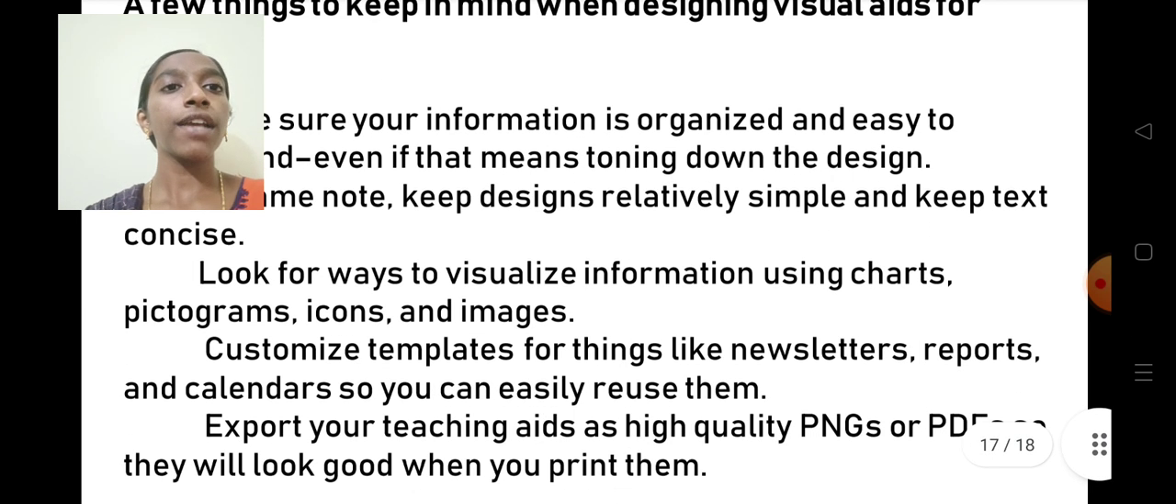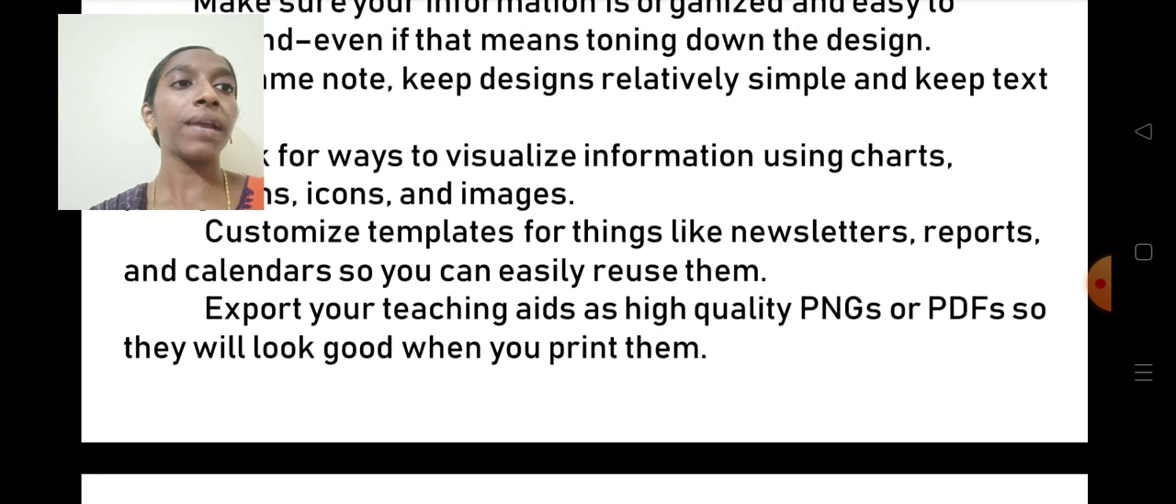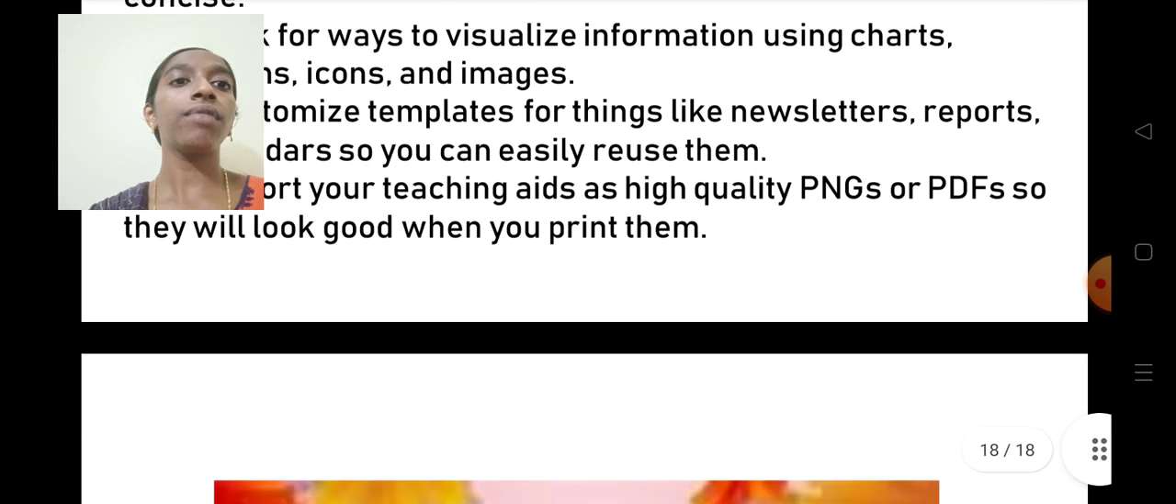Look for ways to visualize information using charts, pictograms, icons, and images. Customize templates for things like newsletters, reports, and calendars so you can easily reuse them. Export your teaching aids as high quality PNGs or PDFs so they will look good when you print them.